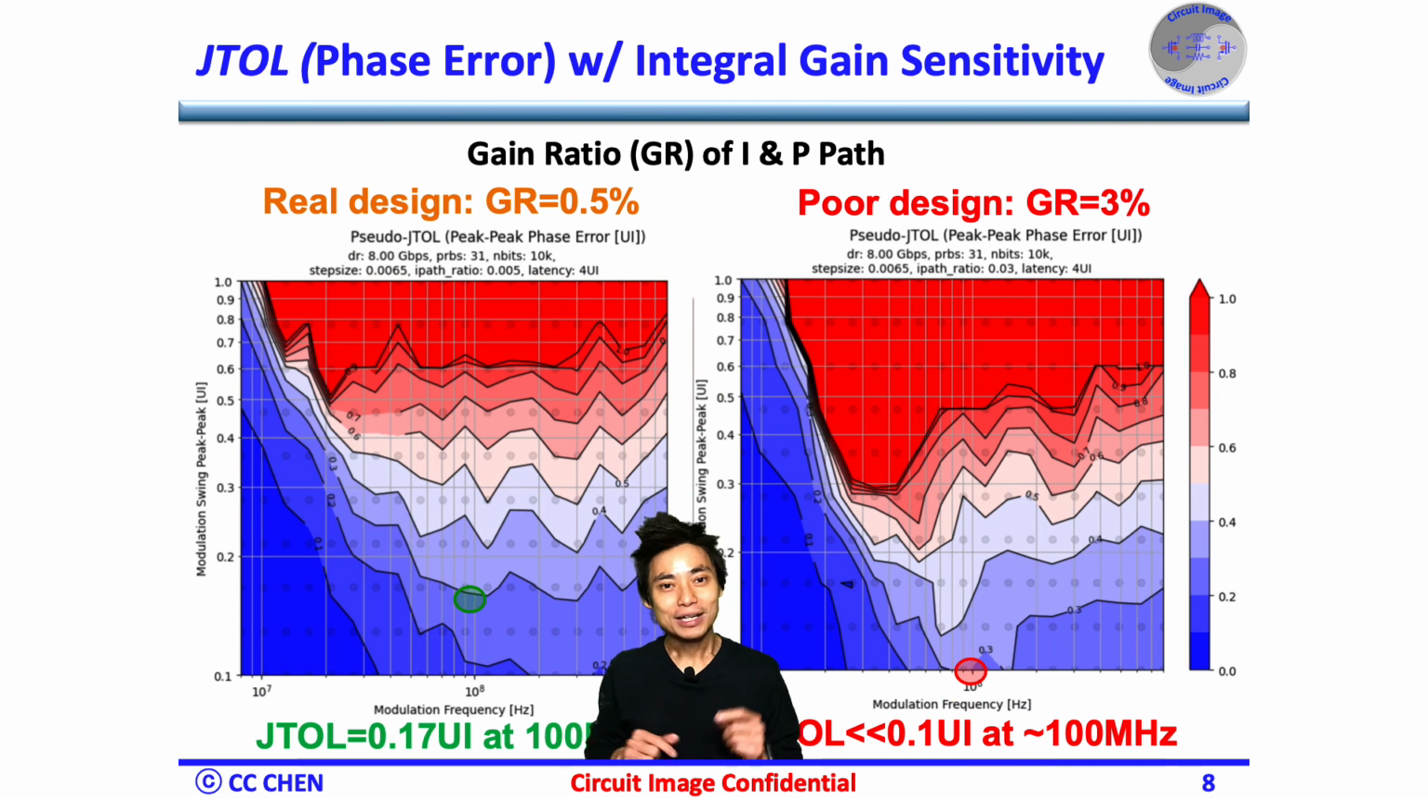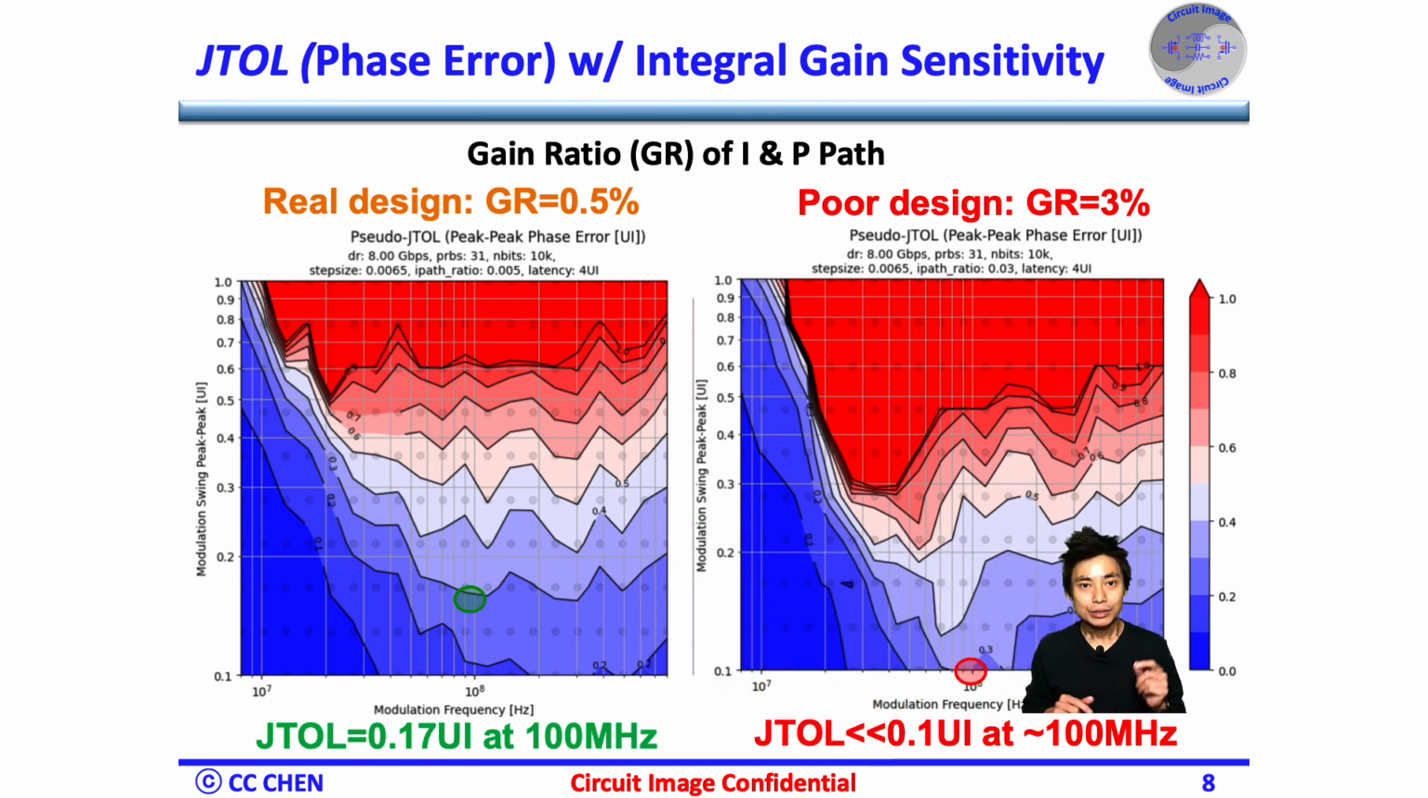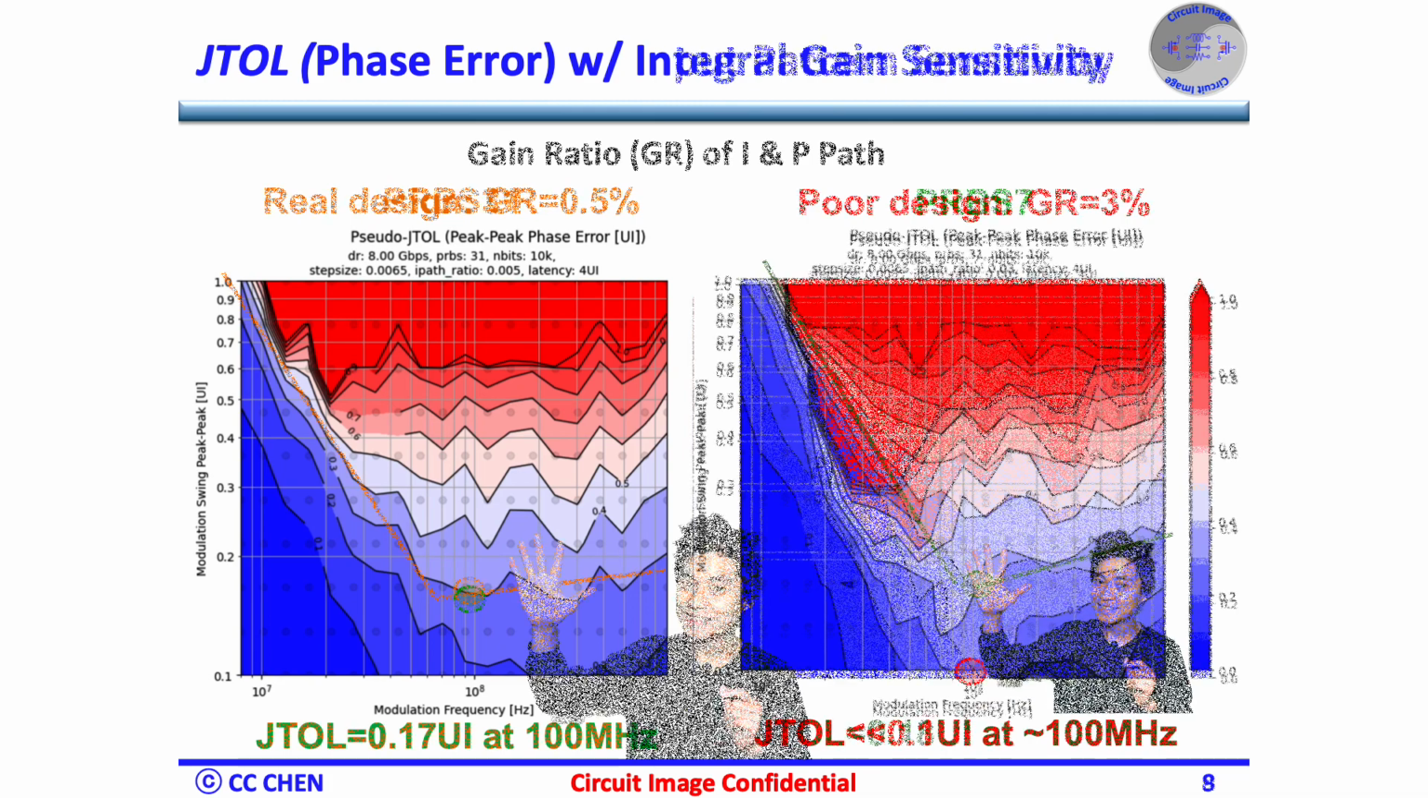Yes, we could try the integral gain, which corrects the frequency offset. As we mentioned, if the integral gain is too much, it adds a stability concern, as shown in the right-hand side poor design with a gain ratio of 3%. In this gain ratio, integral gain to proportional gain, jitter tolerance sensitivity, we can put a proper integral gain without the stability issue. Anything else? Think about the input pattern image for 5 seconds.